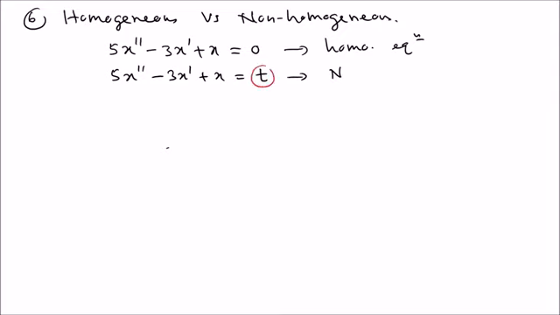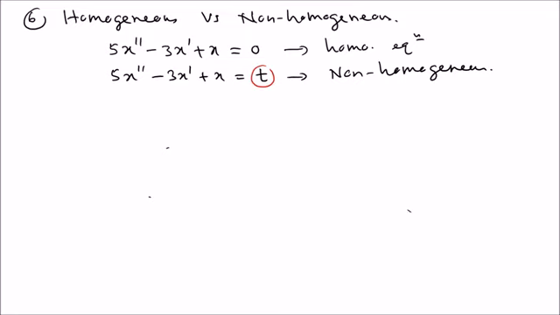We just say other than 0, because 0 is also a function, but other than 0. So this is what we call non-homogeneous because of that t term. So this is non-homogeneous. Good. Homogeneous and non-homogeneous: there's a function of the independent variable alone.